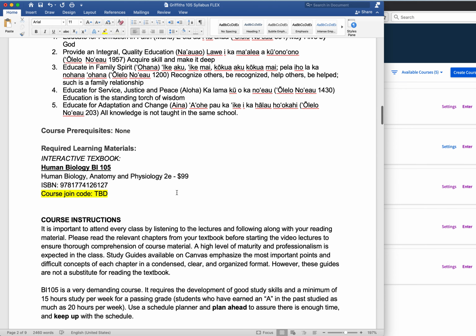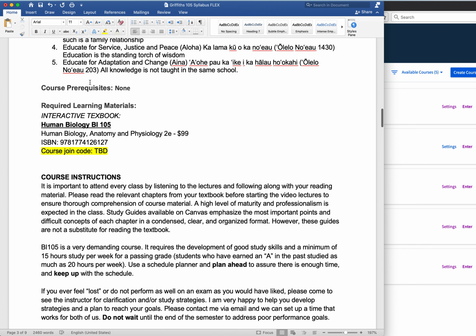And let's talk here about the course prerequisites. So there are no prerequisites for this class. There is a required learning material, and so this is going to be something you may not have dealt with before, but perhaps some of you have. It's an interactive textbook. That means that your quizzes are actually going to be inside of a virtual PDF document. And I have here highlighted a course join code in yellow because you're going to be getting your own course join code. But in just a second, I'll pop over to the Top Hat platform and you can see what you're going to be looking at while you're there.